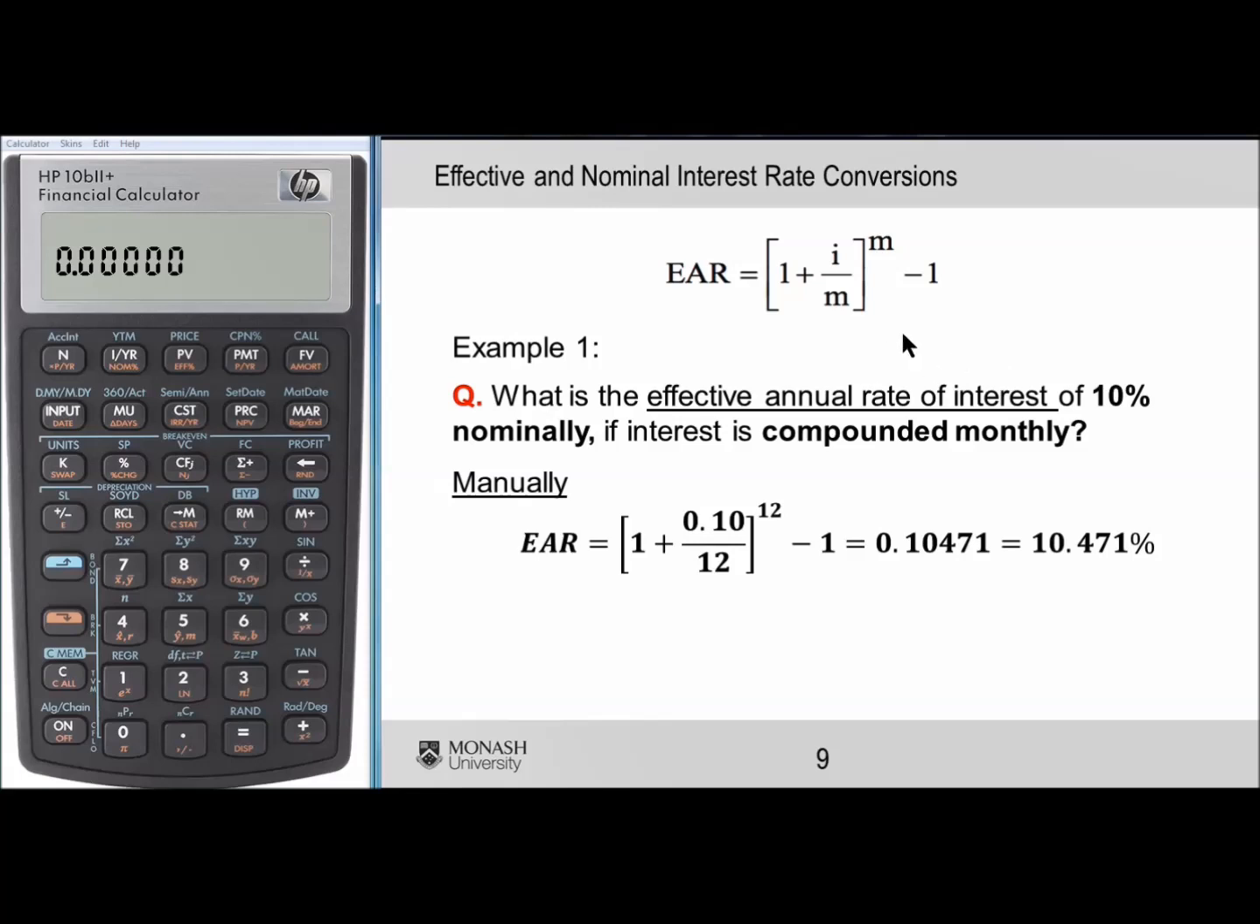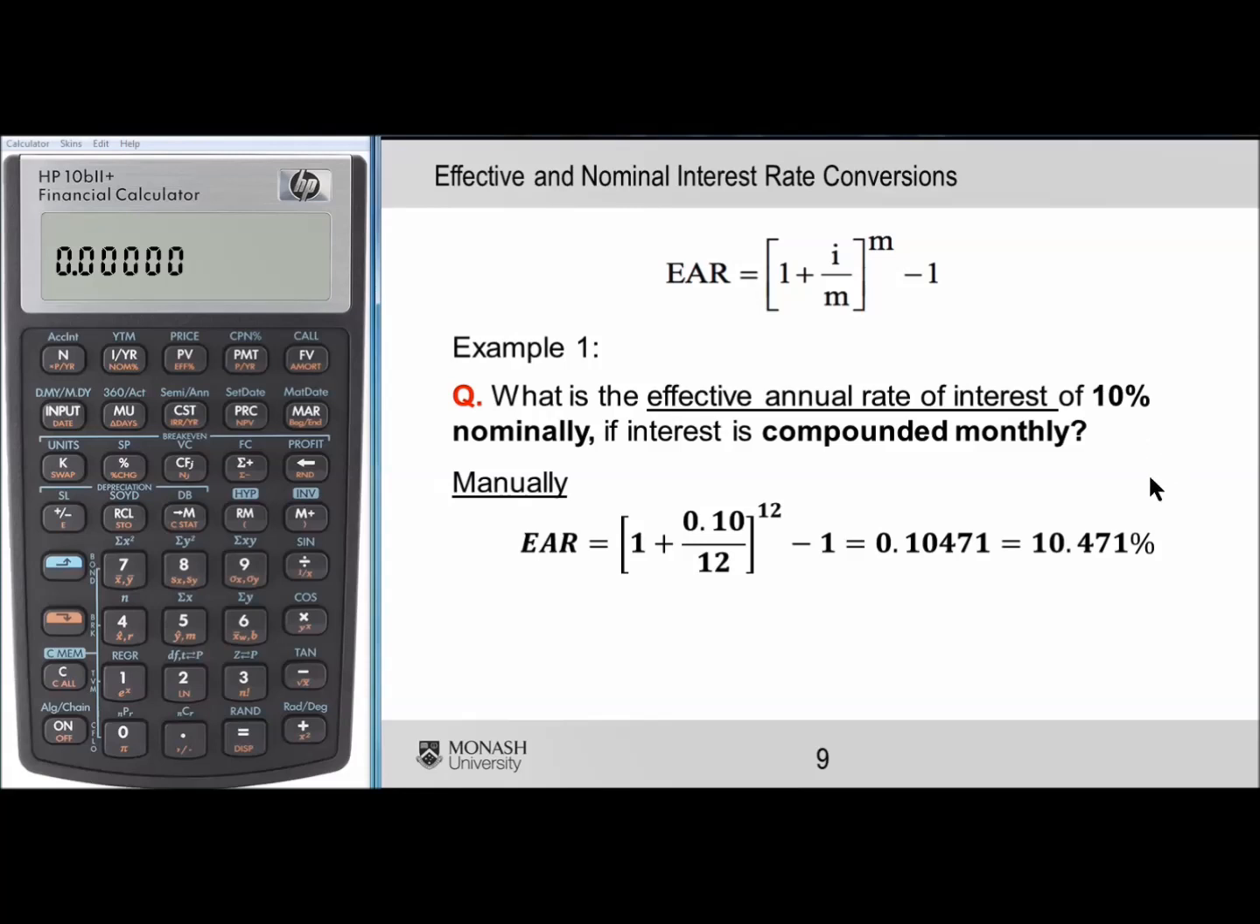So in general, we have this formula for EAR, where M represents the compounding frequency, as in how many times interest is compounded within a year. I represents nominal interest rates. Let's try to apply the concept into this example. So what is the effective annual rate of interest of 10% nominally if interest is compounded monthly?